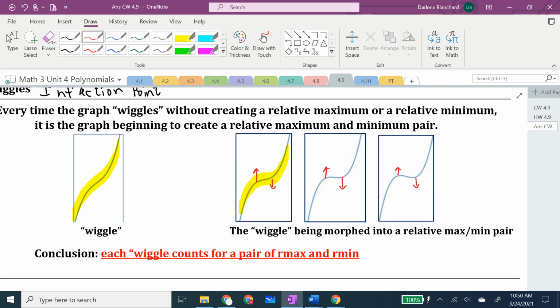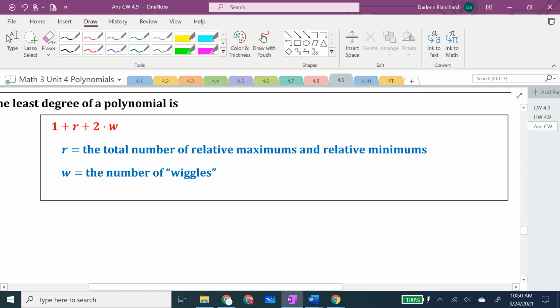And it's like I'm grabbing onto those points and pulling them. So when you have this kind of wiggle without a relative minimum maximum changing, it actually counts as a relative maximum and a relative minimum. So it counts for two things when you see that wiggling occur.